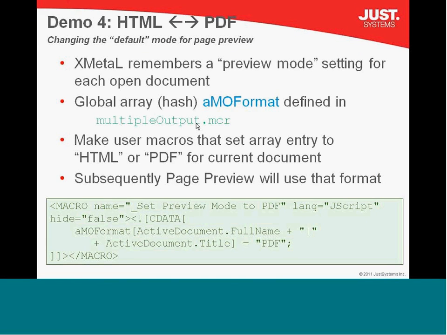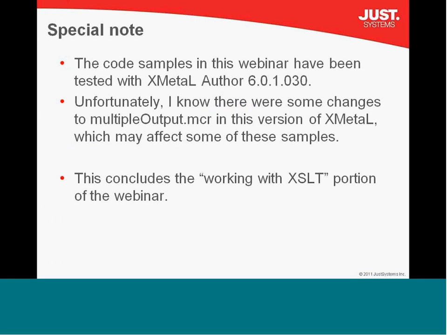So that's switching, allowing the user basically to switch back and forth between the view type that they would like to have for a particular document type. And if you'd like to make that permanent, you could even go so far in your code as to save that current value in some kind of config file, so that in your next XMetaL session, it can read that config file and remember what that preview mode is meant to be set to.